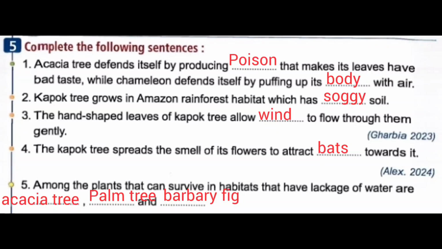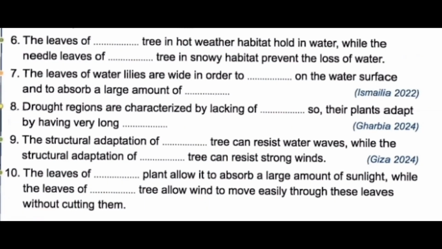Number 6. The leaves of blank tree in hot weather habitat hold in water. Which tree can hold in water? Acacia tree. While the needle leaves of blank tree in snowy habitat prevent the loss of water. Which tree can grow in snowy habitat? Pine tree. So the answer is pine.